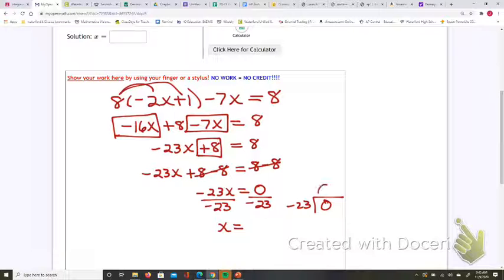Negative 23 times 0 equals 0. So the answer is 0. So then we go back up to the top, we type 0 into the solution, and we submit and go on to the next problem. Make sure that you show all of the work, that you have all of the steps. After you type in 0 and you've got all the work done, then submit and go on to the next problem.